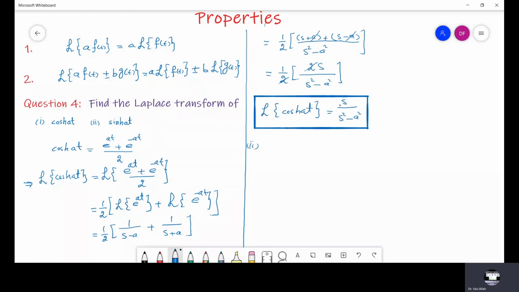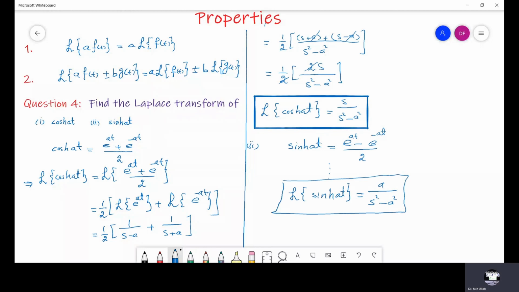To solve part 2 in a similar way, we can write sine hyperbolic at, which is equal to e power at minus e power minus at divided by 2. And in a similar procedure like part 1, we can prove that Laplace transform of sine hyperbolic at is equal to a divided by s square minus a square. So that is the basic rule for the Laplace transform of sine hyperbolic at.